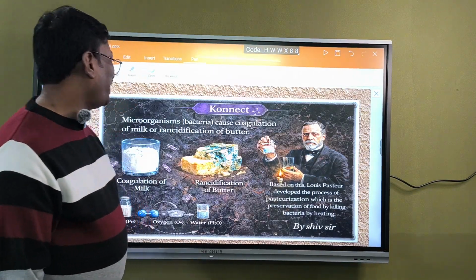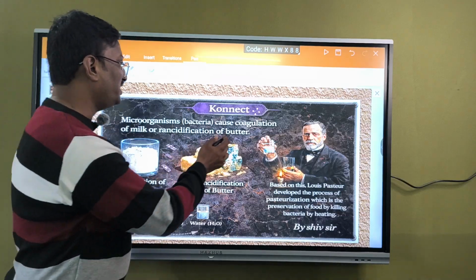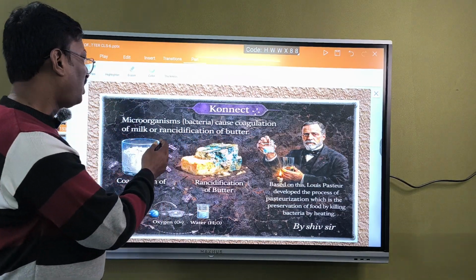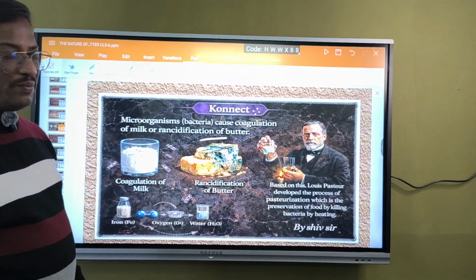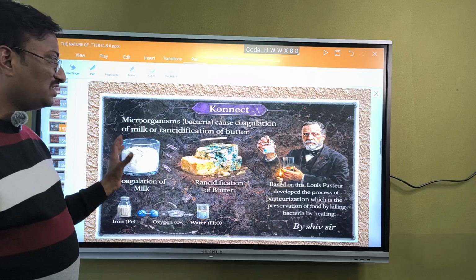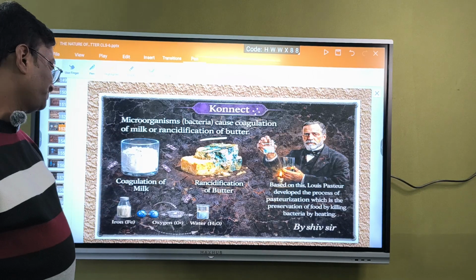Next thing, microorganisms cause coagulation of milk or rancidity of butter. So, due to microorganisms, this is also one of the chemical reactions.